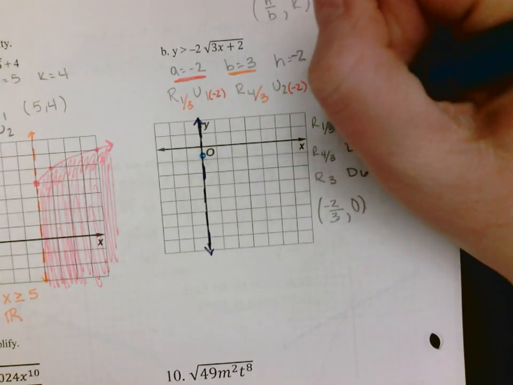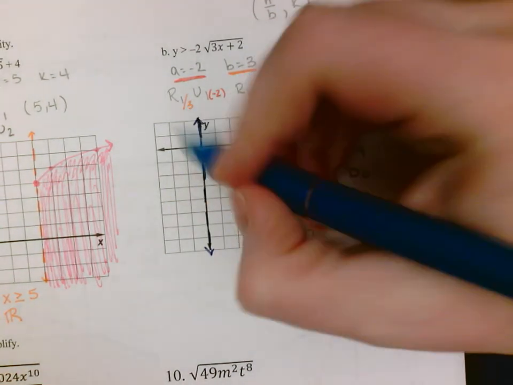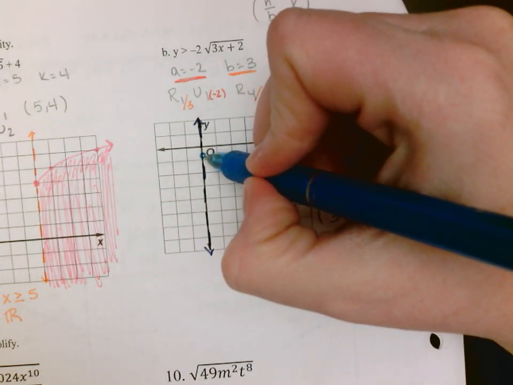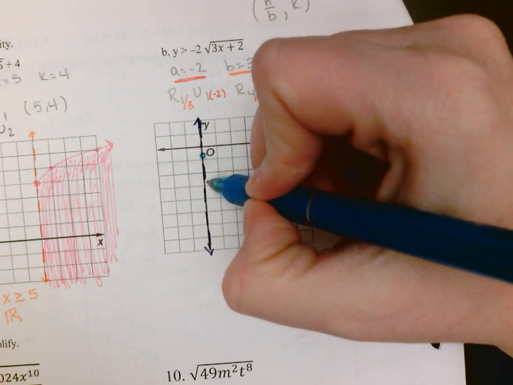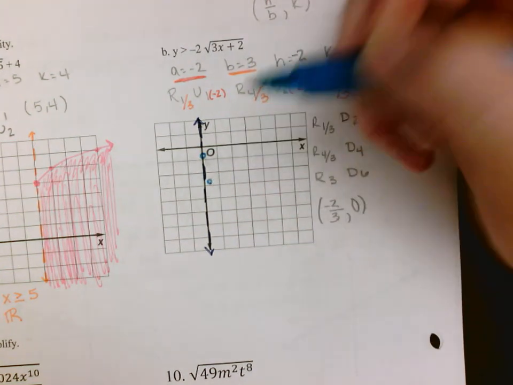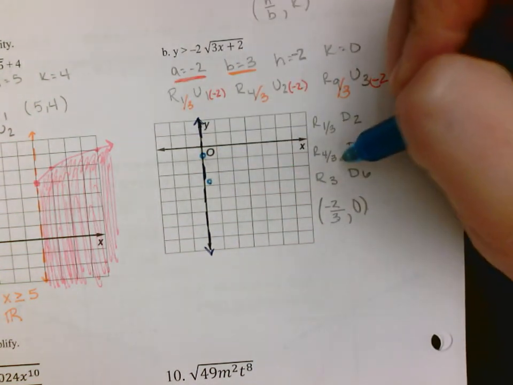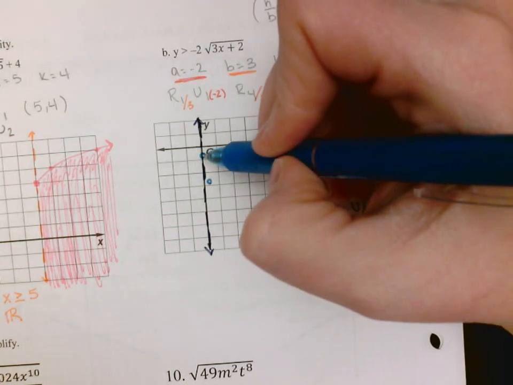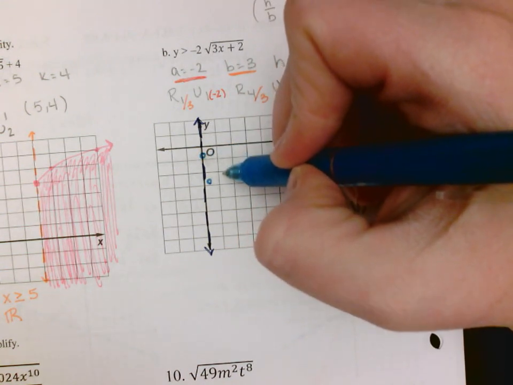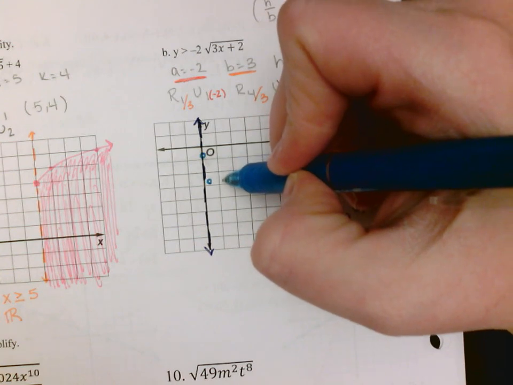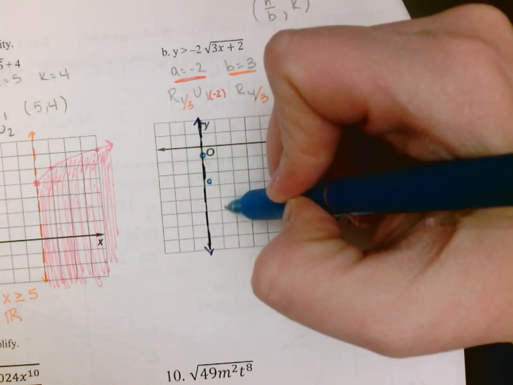So I'm going to go right 1/3, down 2. So 1, 2. I'm going to go right 4/3, down 4. So 3/3 is 1, 4/3 is another, down 4. So 1, 2, 3, 4.